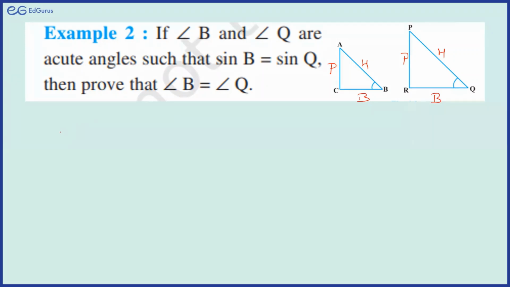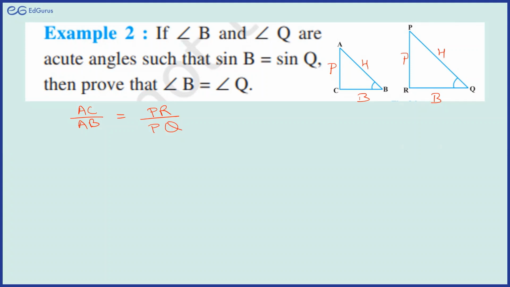Now sine B is equal to sine Q. So what can we write here? What is sine B? Sine B is perpendicular upon hypotenuse, AC upon AB, is equal to, what is sine Q? Sine Q will be PR upon PQ. Right? Now these two sides' ratios are equal.